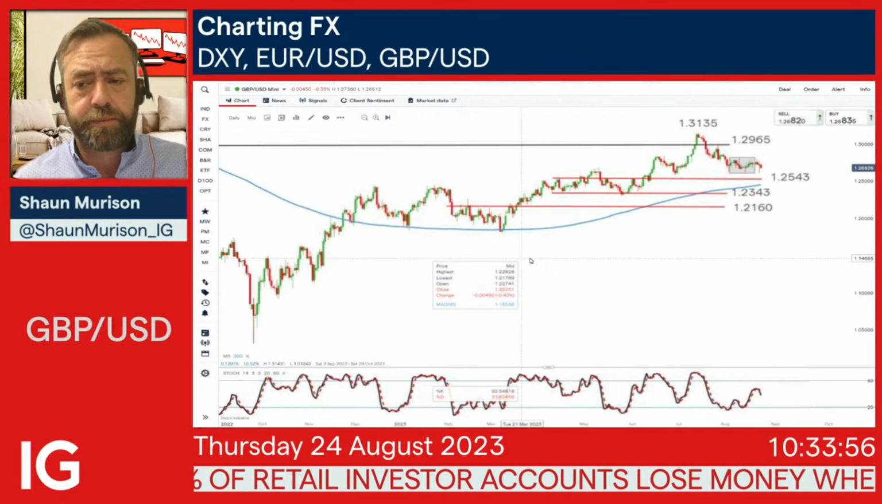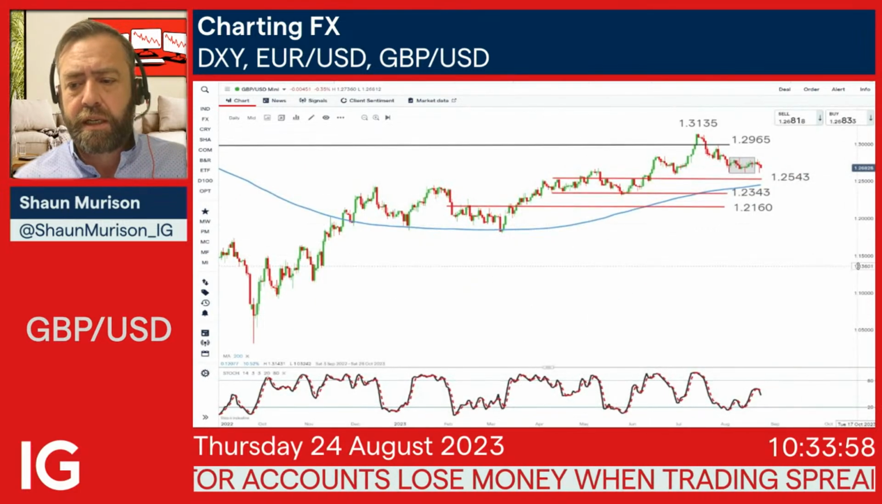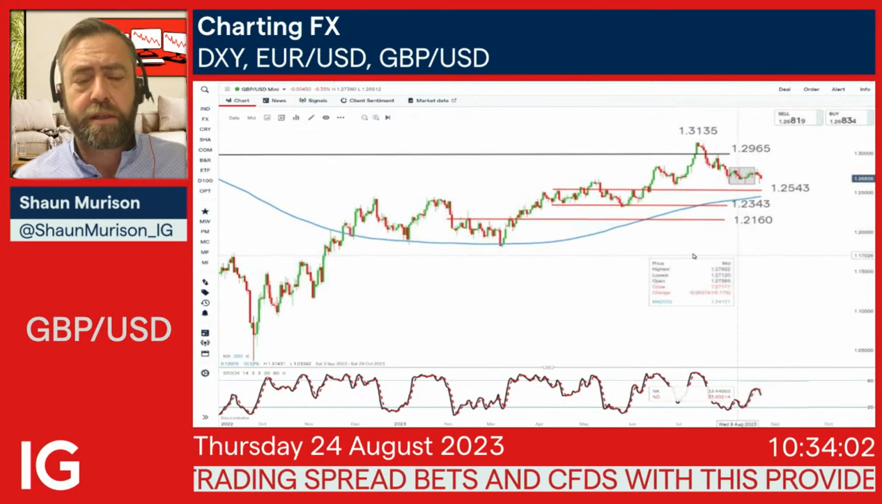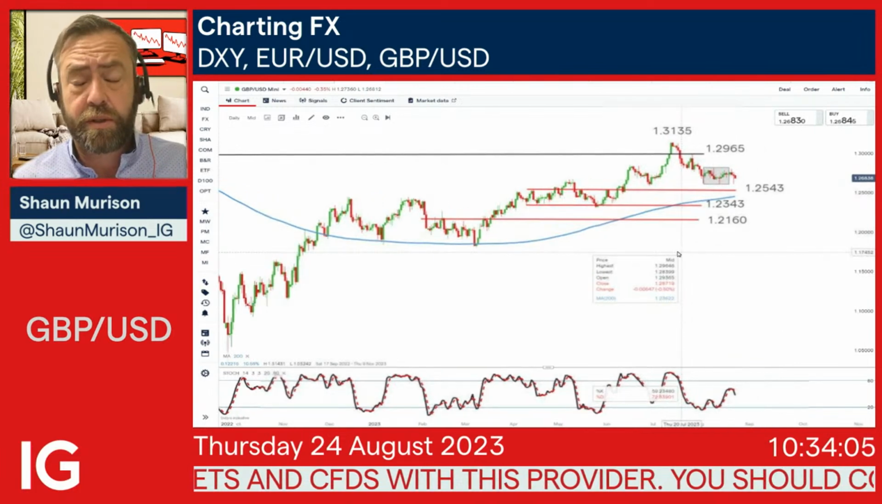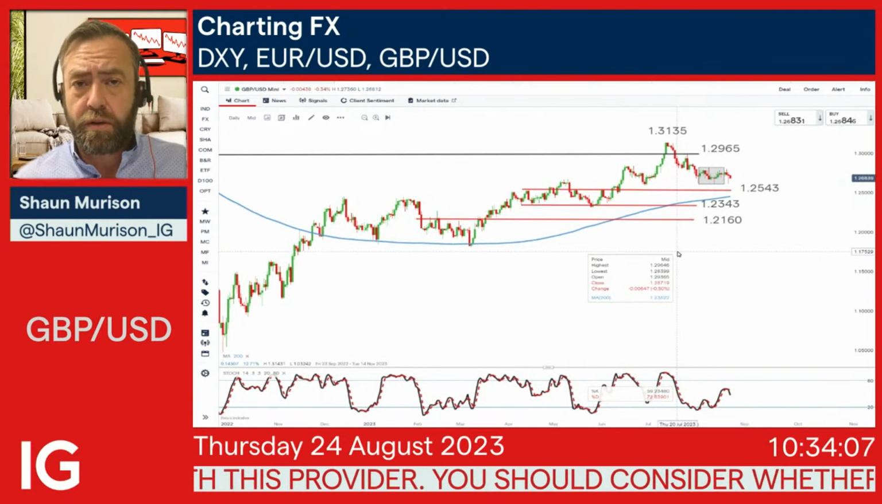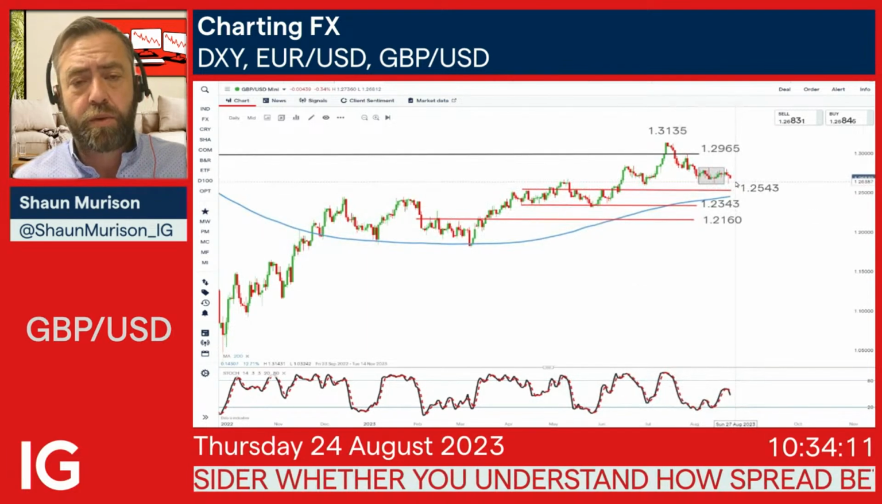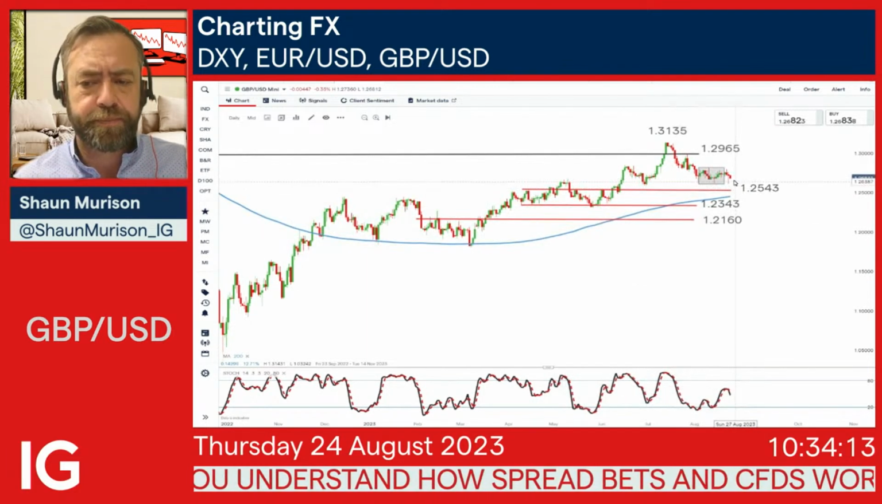Looking at cable, pound versus the US dollar, another example of a short-term consolidation. But here we do see that price is still above that 200-day simple moving average for the time being. So the suggestion is that longer-term bias is still to the upside. So for us, we would be looking at keeping a long bias to trades.